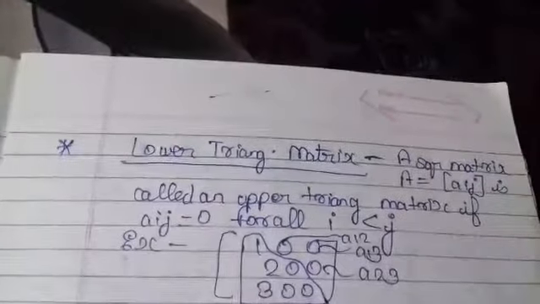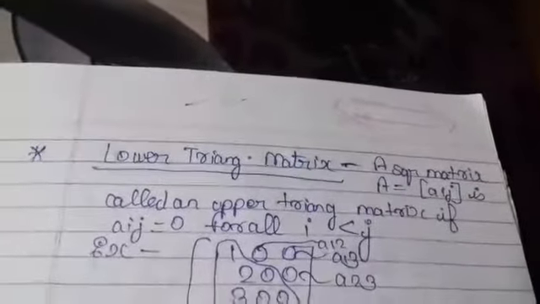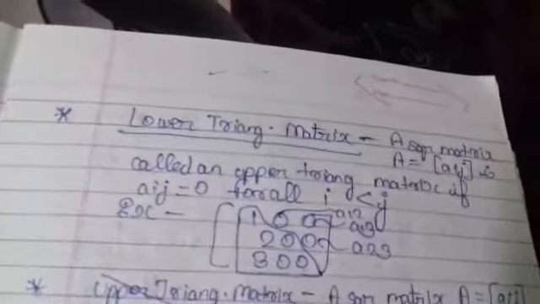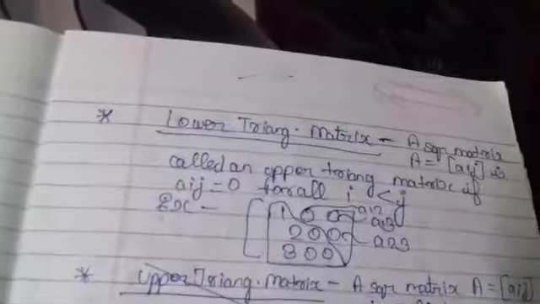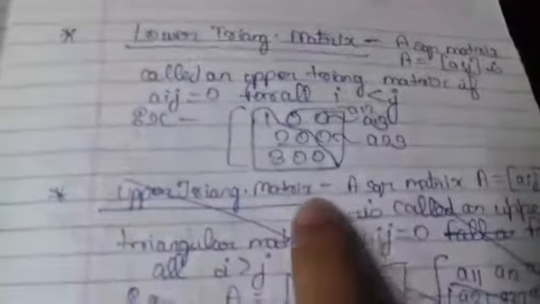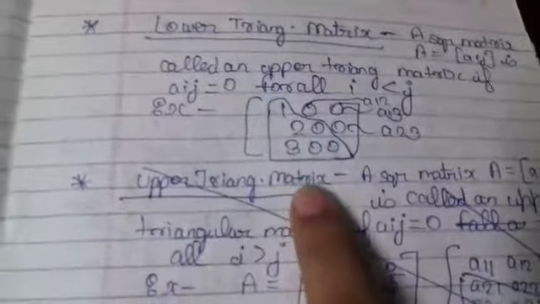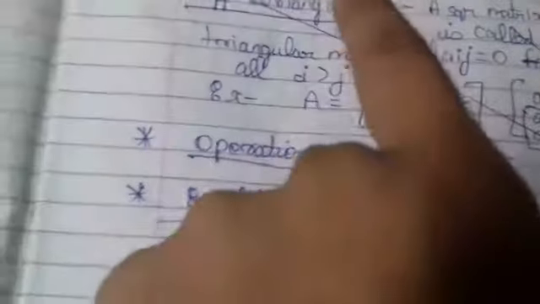Now similarly there is the lower triangular matrix: a square matrix A = [aij] is called a lower triangular matrix if aij is equal to 0 for all i less than j. Here you can see the example I have taken, a 3 into 3 order matrix with 1 0 0, and here you can see the lower triangular part. Now let's move on.